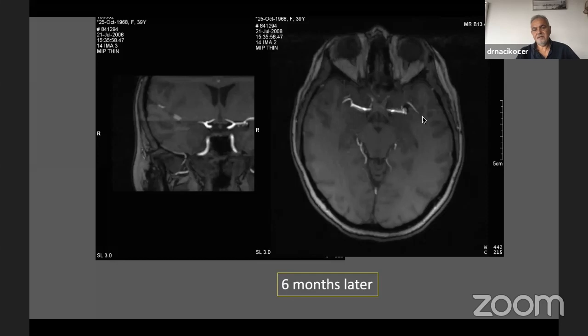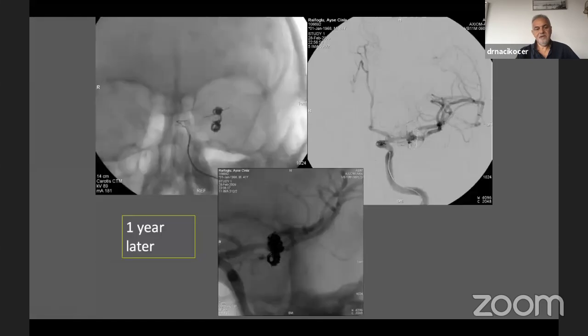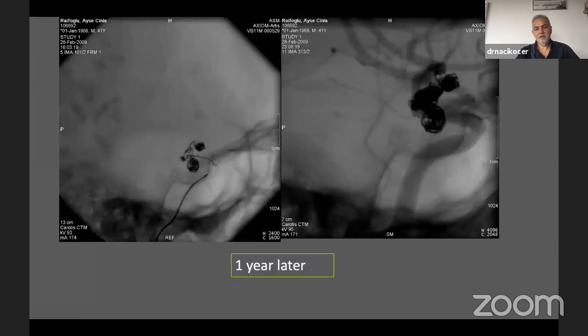This is 6 months later, something as you see here, regrowth. And this is a year later. You see that the middle lobule is becoming large. And this time I decided to do the Y stenting technique with 2 Enterprise stents. And I did it. And I coiled that regrowth portion. You can understand why I'm saying 3-lobulated. This is because of it. And these coils are the previous coils from the first treatment.